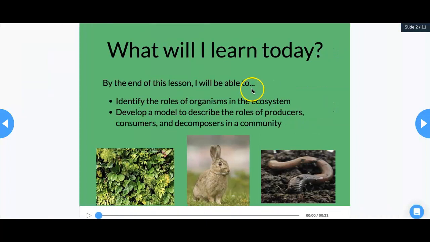In the first slide, I have provided lesson objectives and goals that tell students what they will be able to do by the end of the lesson. This also provides them with a general idea of what to focus on throughout the lesson.